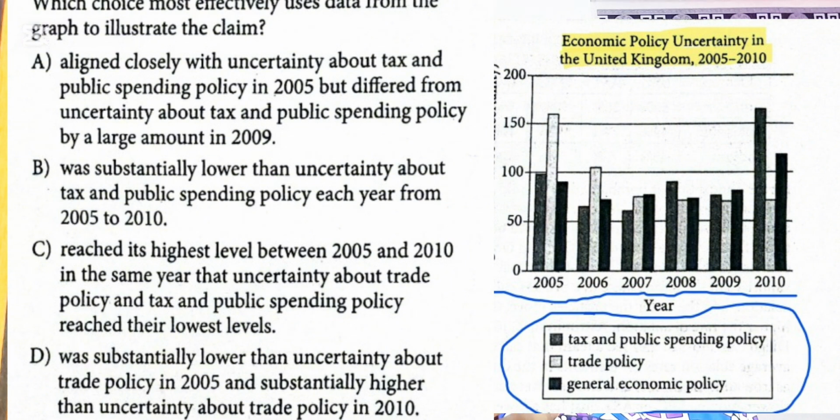So was substantially lower than uncertainty about tax and public spending each year. That is obviously not true. General policy is represented by the thick black line, and obviously it was not substantially lower. At some point it was even higher than the other areas. 2010, 2009, 2008, for example, it was higher than trade policy. So that eliminates option B.